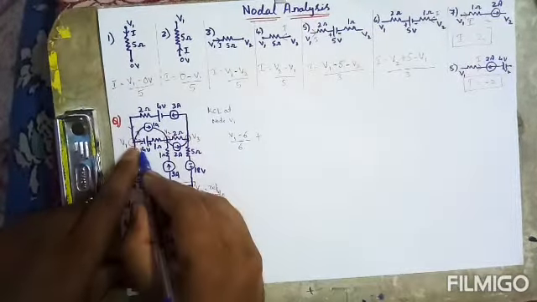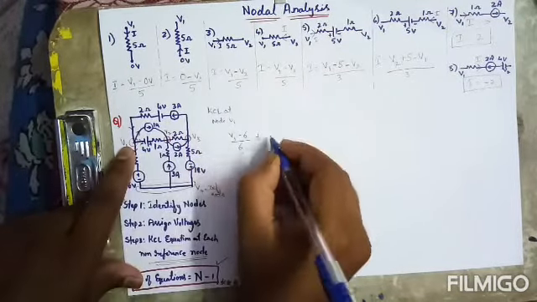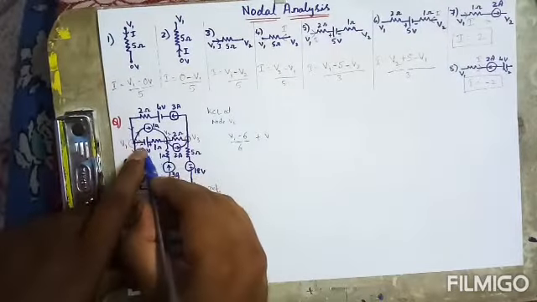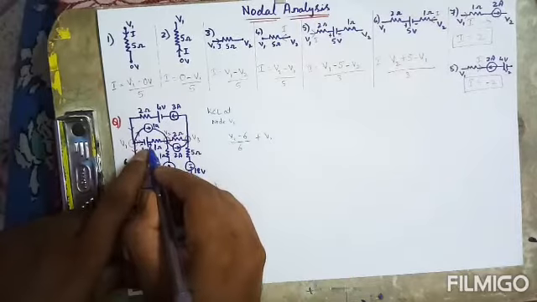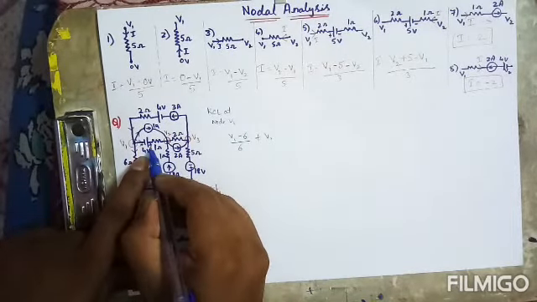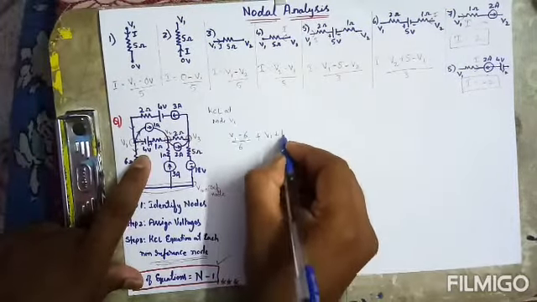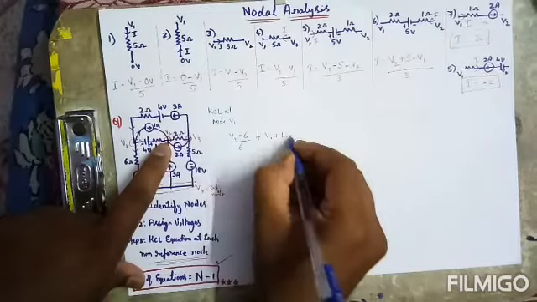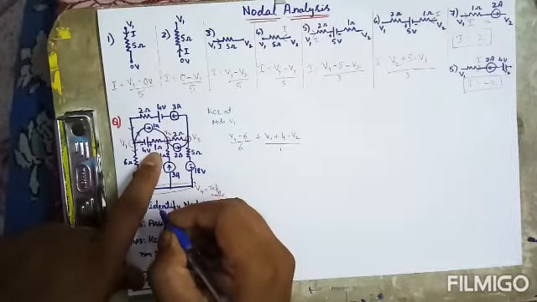Now let's write it for the next one, this branch. V1, and the other terminal voltage is V2. So V1, but in between I have another voltage source. First you start with V1, and this is the voltage source, 4 volt, and the current is moving from minus to plus, so it is leaving from the plus terminal, so plus 4 volt, and this is minus V2 by the resistance, that is 1 ohm.